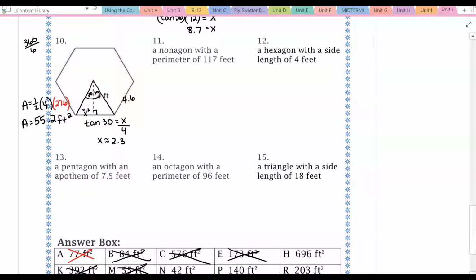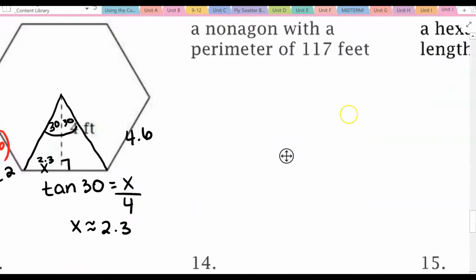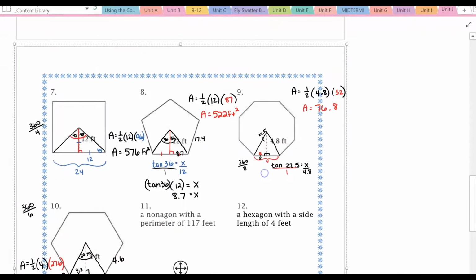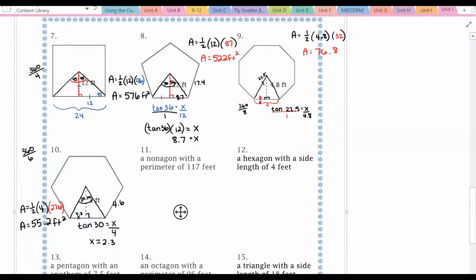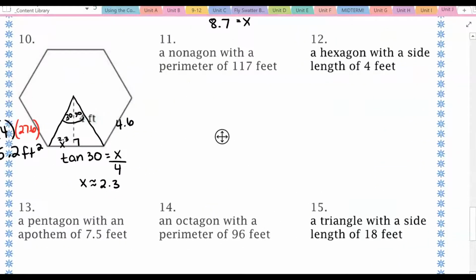All right, so starting on number 11, this time they do not provide you with a picture, but that doesn't change the process. If you notice on every single one of these, we hardly paid attention to the whole shape. All we really cared about was how many sides it had, and then we focused on that one triangle in every single one. So I'm going to hone in directly to a central angle of a nonagon.